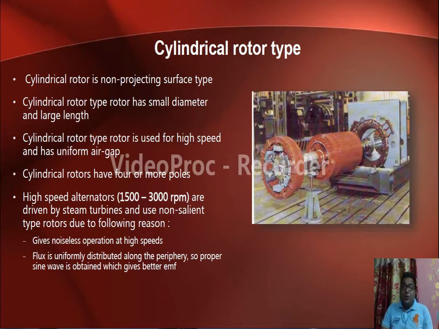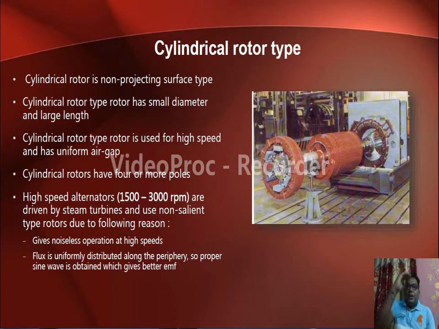Now, coming to the next, the cylindrical rotor type. These are used where we need very high speed. The basic difference between salient pole and cylindrical is that salient pole is used where we need lower speed, and cylindrical pole is used where we need higher speed. Now for cylindrical, what points have I mentioned here? The cylindrical rotor is a non-projected surface type, correct? It has a sharp periphery.